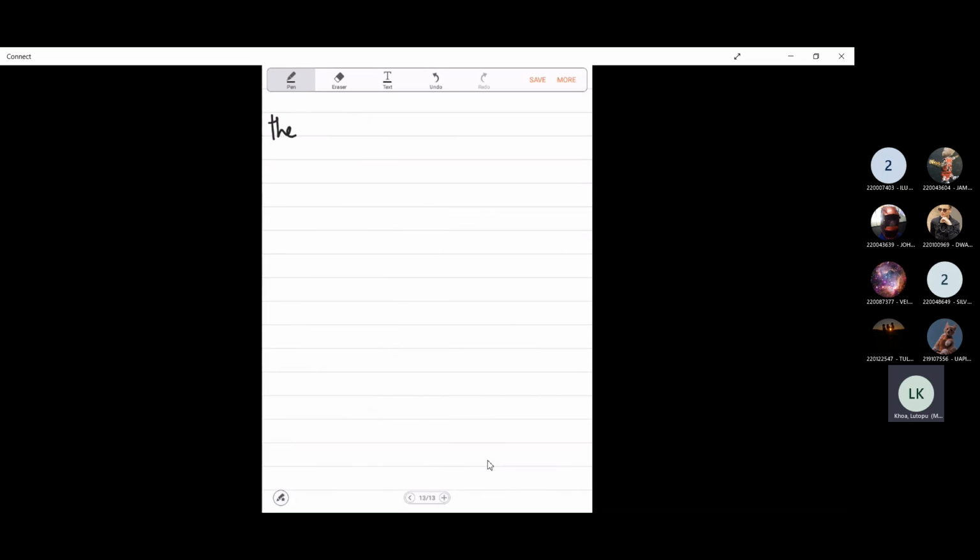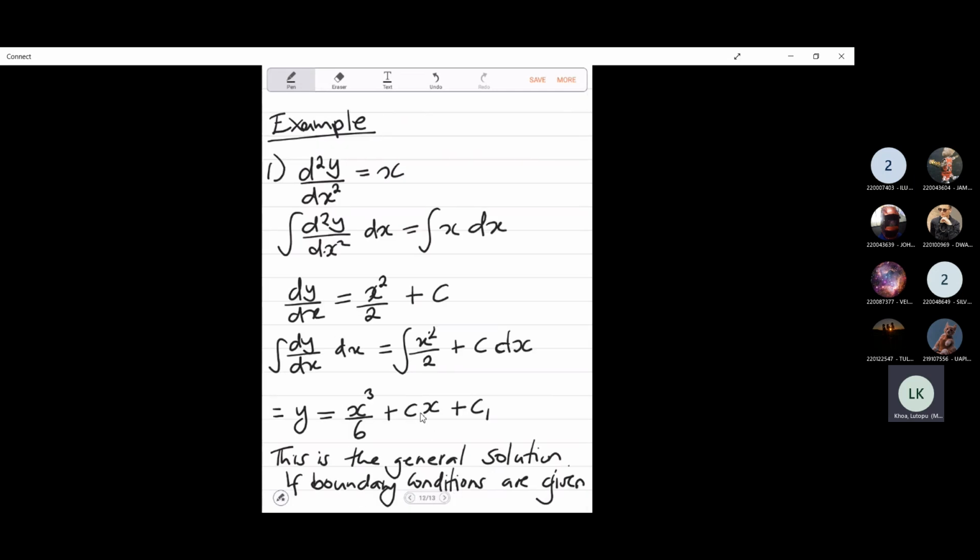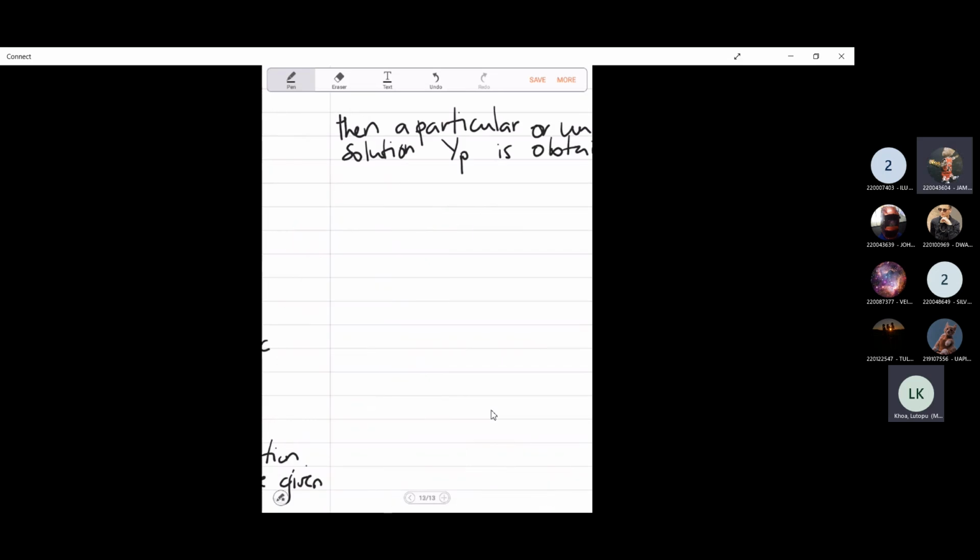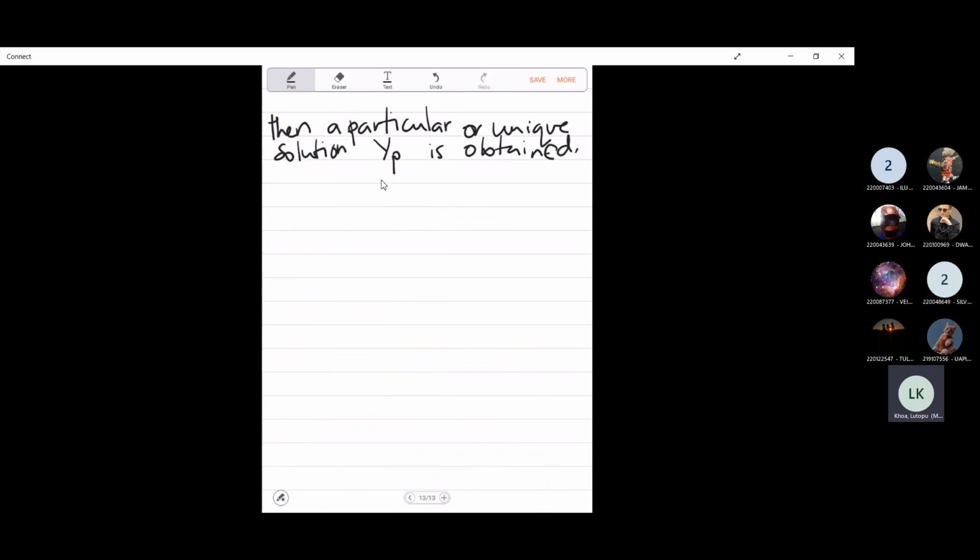Then a particular or unique solution, we say YP, is obtained. So YP means a particular solution where we've solved and worked out the values of our constants over here. So general solution, and then when we solve for C and C1, we have what is called the particular solution, YP, or a unique solution.